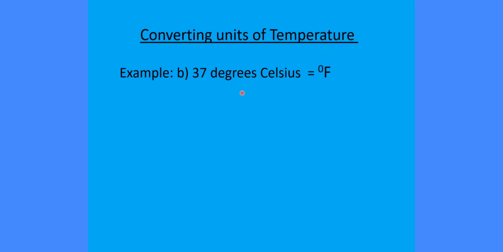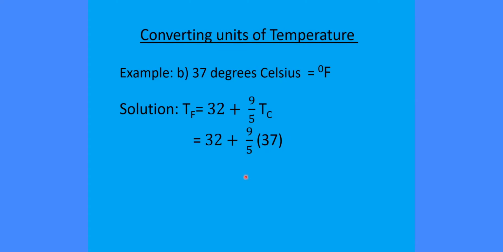Then let's do the reverse. From 37 degrees Celsius will be converted into degrees Fahrenheit. In order to convert, we need to use this formula. Temperature in degrees Fahrenheit is 32 plus 9/5 times temperature in degrees Celsius. From the formula, we will substitute the given value for the temperature in degrees Celsius, which is 37. Then 37 will be multiplied by 9. And that is 333. Then over 5. Then plus 32.